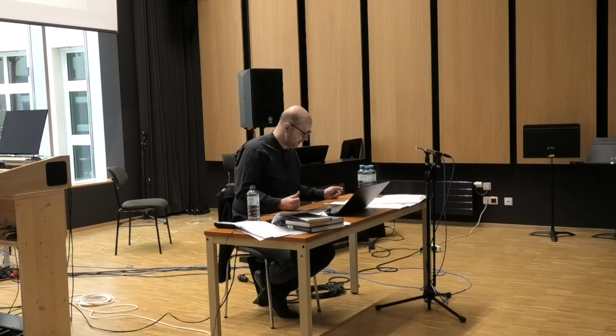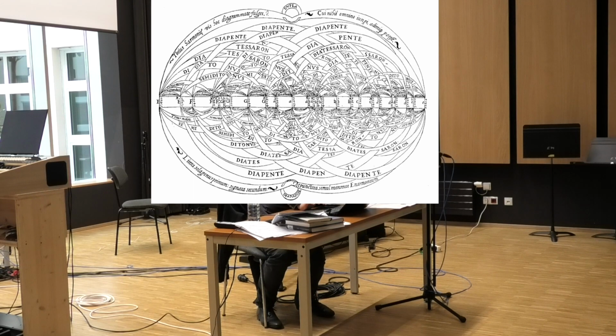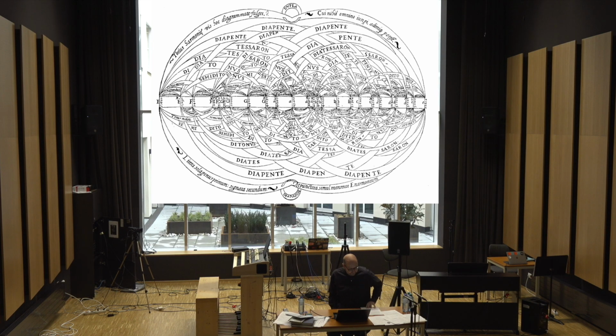Now I would like to just go back here. So this is a picture by Francisco de Salinas. He's a contemporary of Zarlino, so from around the 16th century. And I just want to point to the first sentence that is written here: "Totius harmoniae vis hoc diagrammate fulget," which means the whole force of harmony flashes, like lightning, out of this table of harmony.